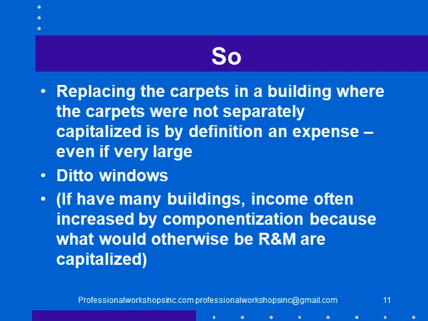So if you're looking at repairs and maintenance and finding $300,000 more than materiality, windows capitalized or expensed, they should be capitalized. That's a capital item. That's a long-lasting item. No, because componentization says if you did not separately capitalize the windows on acquisition, it's a repair. It's a repair, it's a repair, it's a repair. It can never be capitalized. Now, if you have a lot of buildings, income is often increased by componentization because what otherwise would have been a repair is capitalized.